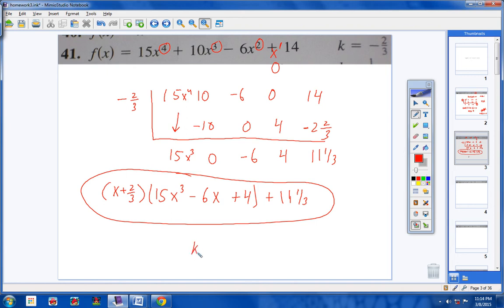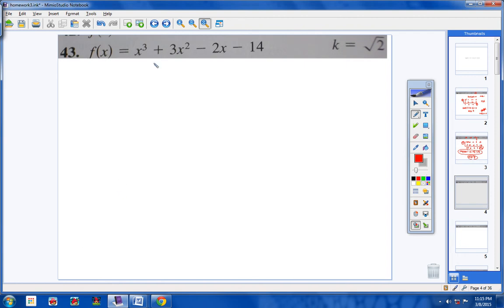Now, f of negative 2/3. Well, you put in negative 2/3 and you got out 11 1/3. Or, like the back of the book has, 34/3. There we go. Let's try 2 more of these, okay? Alright. Standard form. We're not missing any terms. Square root of 2.